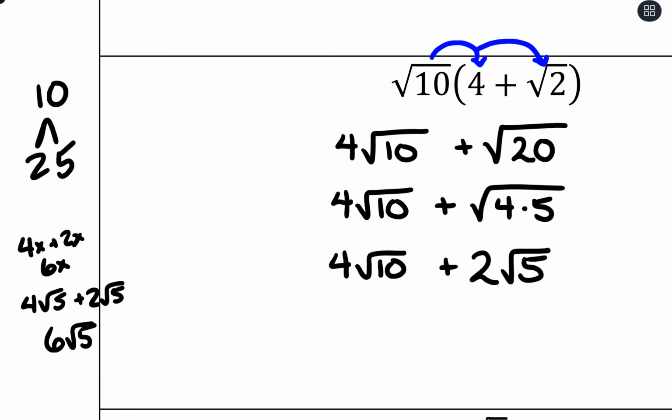But if they're different, this would be a scenario that would be like having 4y plus 2x. We can't add them together because they're fundamentally different. Same thing with the root 10 and root 5. So we would just leave them separated just like that.